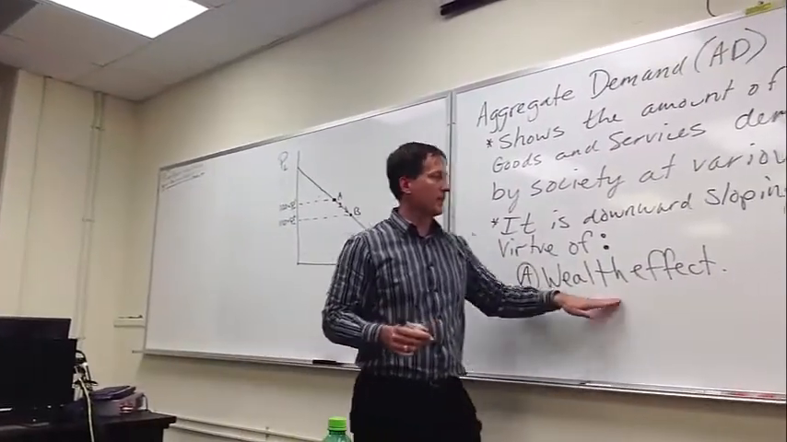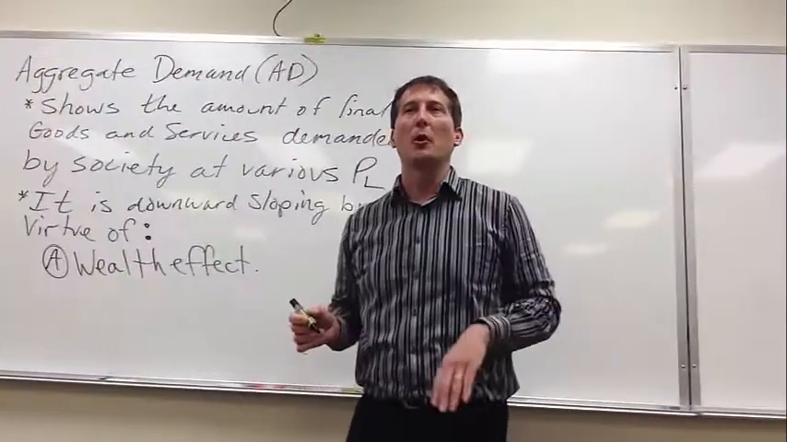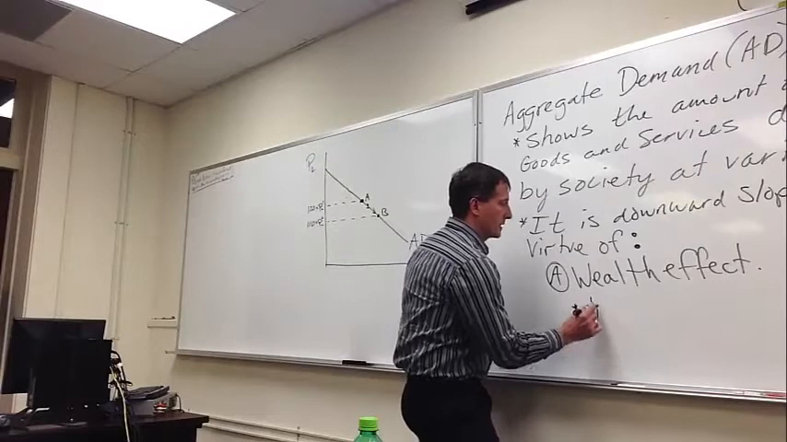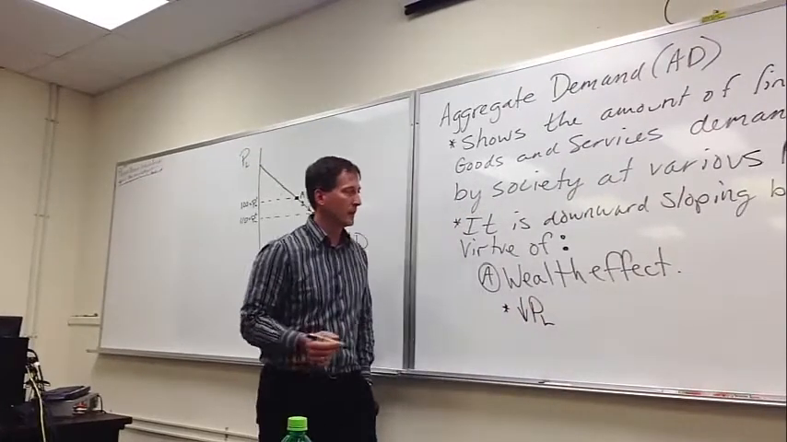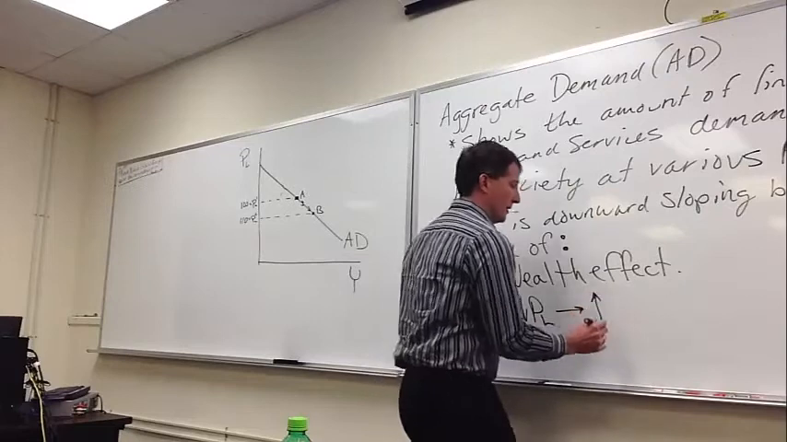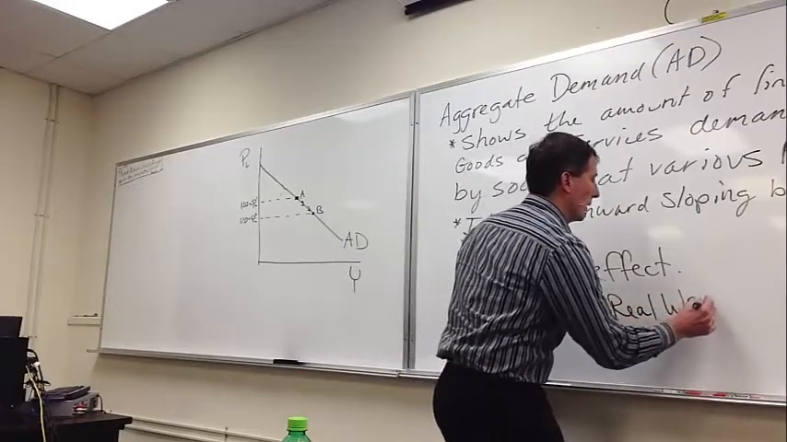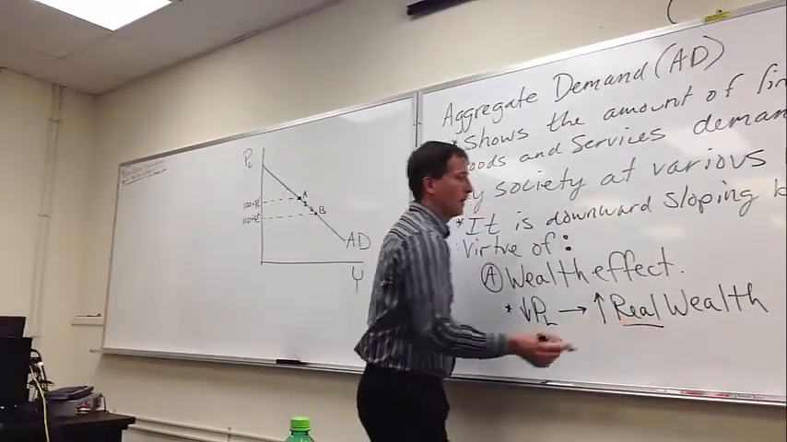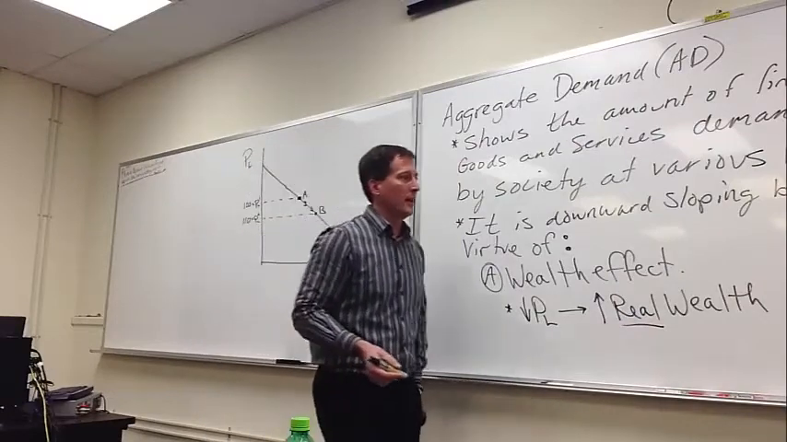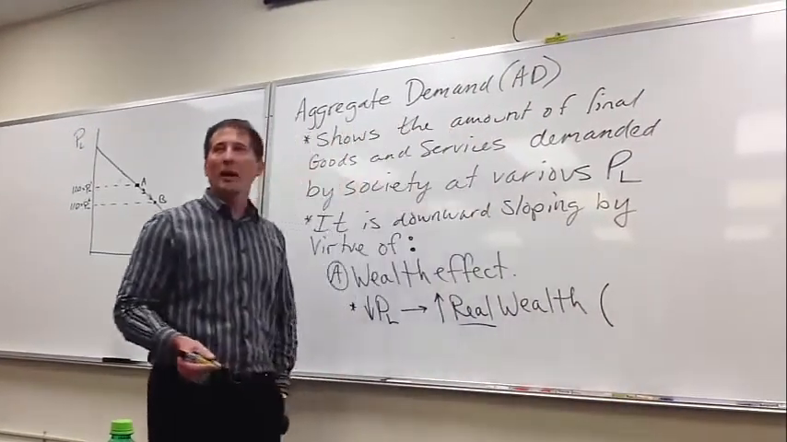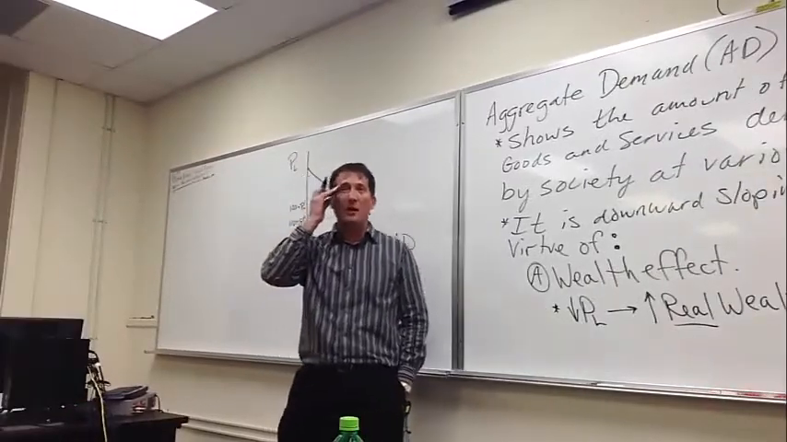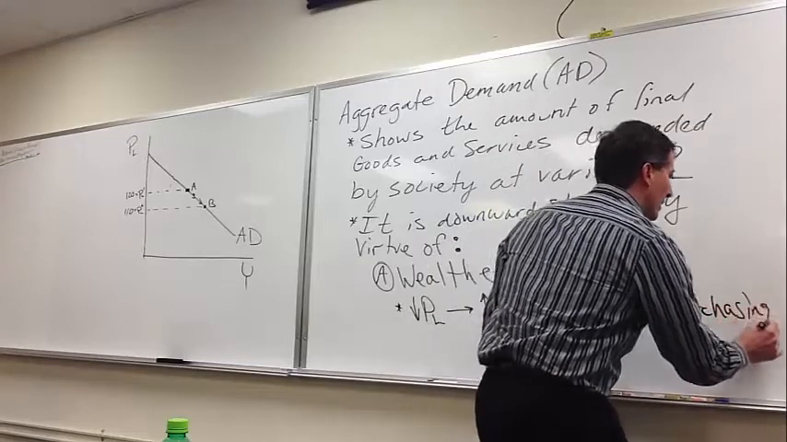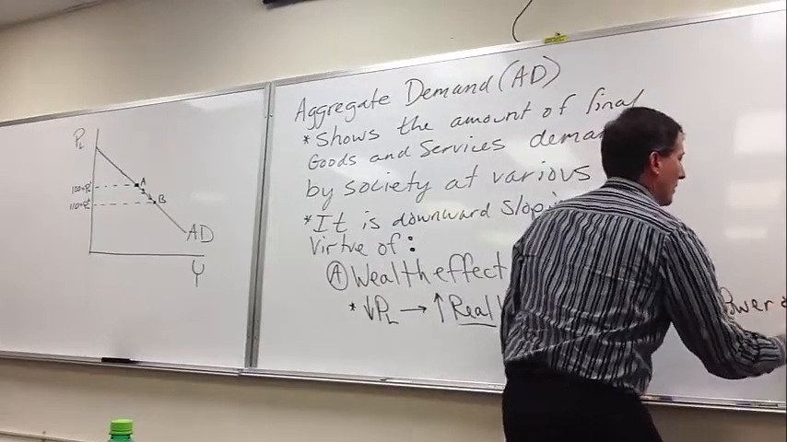that is going to increase our wealth, our real wealth. So a decrease in the price level leads to an increase in our real wealth. And by real wealth, we always kind of think back to purchasing power. So real wealth is the purchasing power of your wealth.